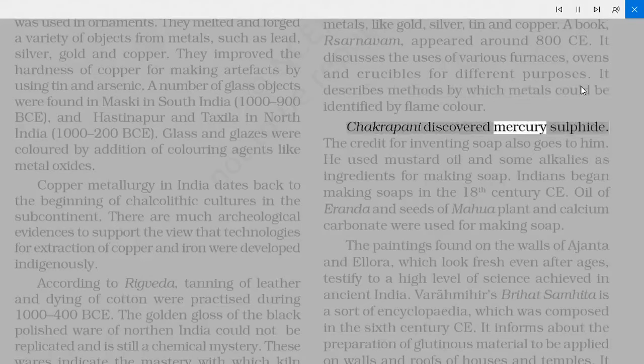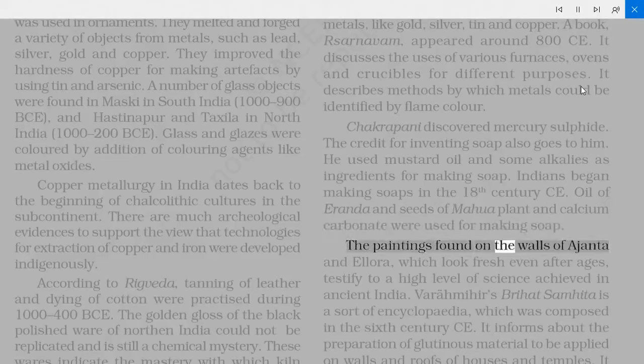Chakrapani discovered mercury sulfide. The credit for inventing soap also goes to him. He used mustard oil and some alkalis as ingredients for making soap. Indians began making soaps in the 18th century CE. Castor oil, seeds of the Mahua plant and calcium carbonate were used for making soap.